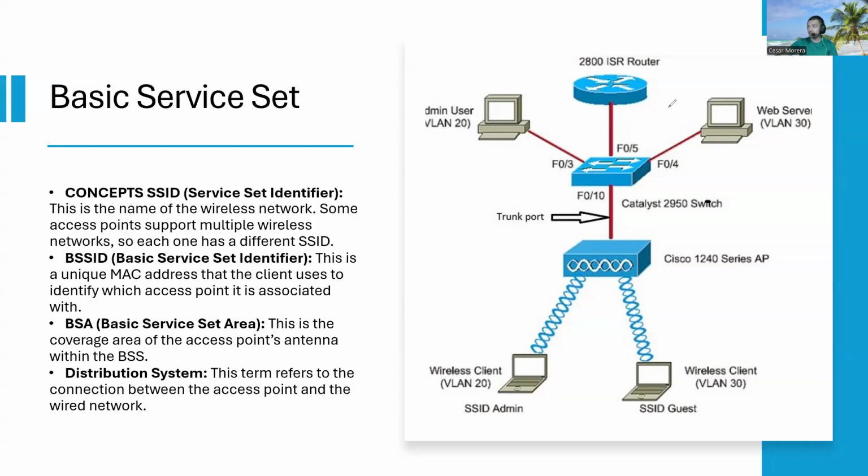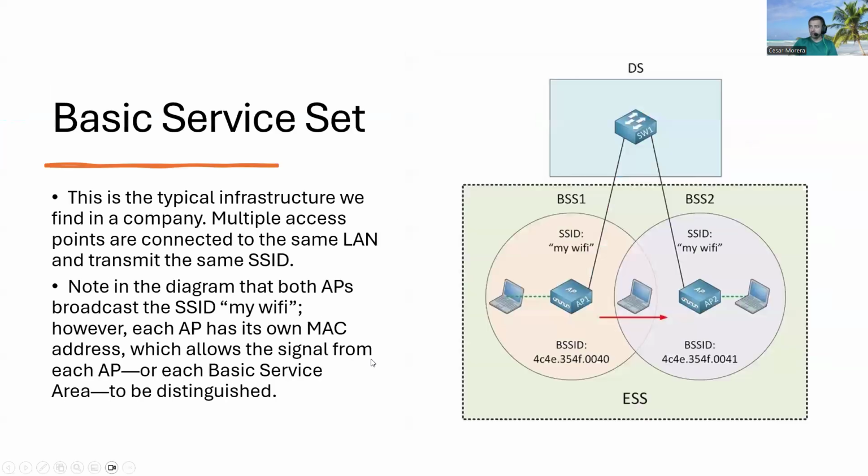And this is an example. You can see the physical connection here between the physical switch and this access point, which is a Cisco brand access point, respectively. Let's continue moving on. And now we have another definition.